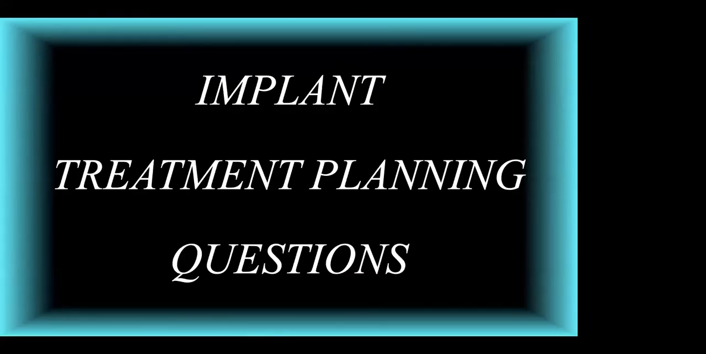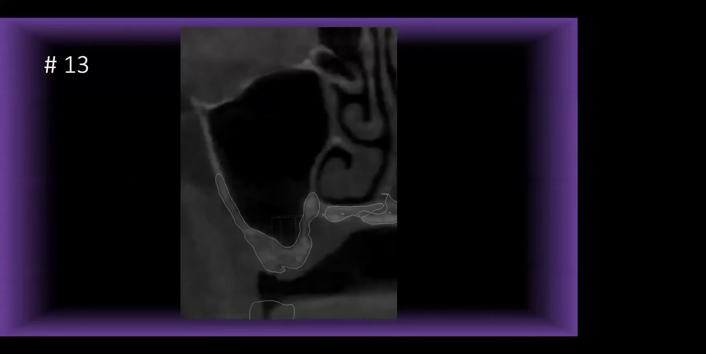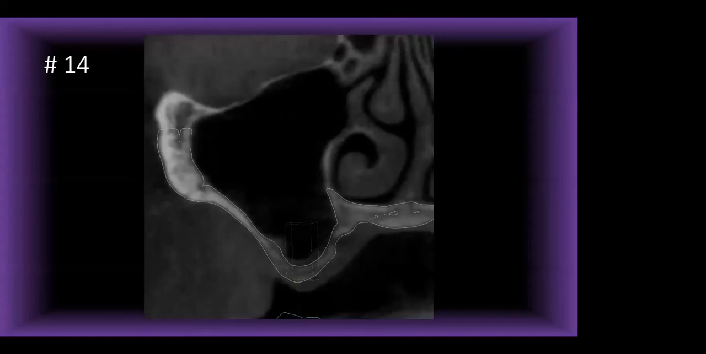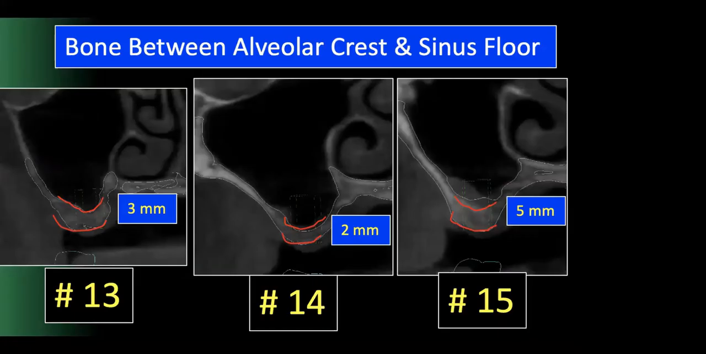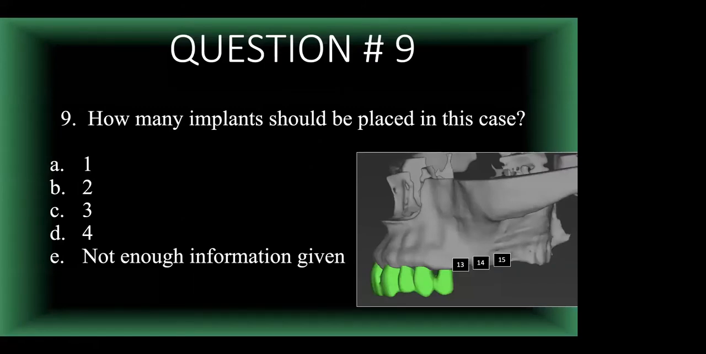So let's go into some treatment planning questions. So this is number 13, this is number 14, and this is number 15, as I showed you before. If we look at the amount of bone between the alveolar crest and the sinus floor, number 13 has 3 millimeters, 14 has 2 millimeters, and 15 has 5 millimeters. So question 9, how many implants should be placed in this case to replace those 3 teeth? 1, 2, 3, 4, or there's not enough information given. So Robert, put up the question and please select A, B, C, D, or E.